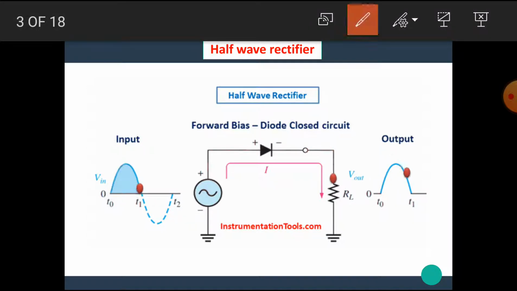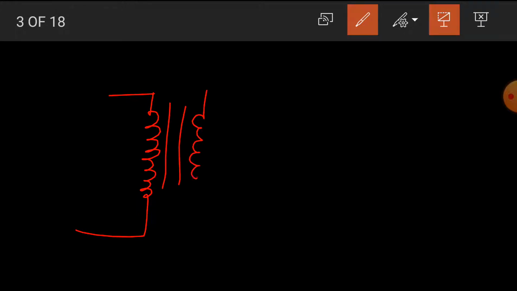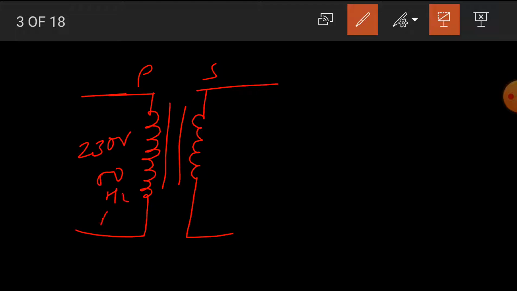Here, this is the diagram of half wave rectifier. We can draw this diagram like this. This is the step down transformer. This is the primary of the transformer and secondary of the transformer. The input of the transformer is 230 volt 50 hertz AC, and the output of the transformer may be 12 volt or 5 volt AC having frequency 50 hertz.